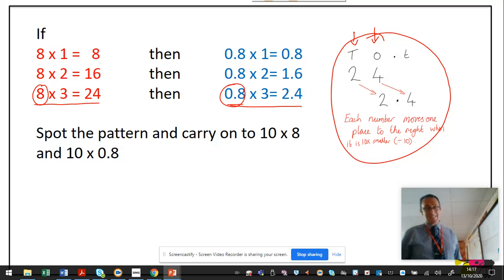So 10 times smaller. So spot the pattern, carry it on. If you want to practice other times tables, then please do so as well. Okay, so I'll give you a couple of minutes to pause that and have a go at playing around with your times tables and your decimals. Okay, hopefully you had a good look at different times tables, not just your times 8, and seen that pattern everywhere. They will always follow that pattern.